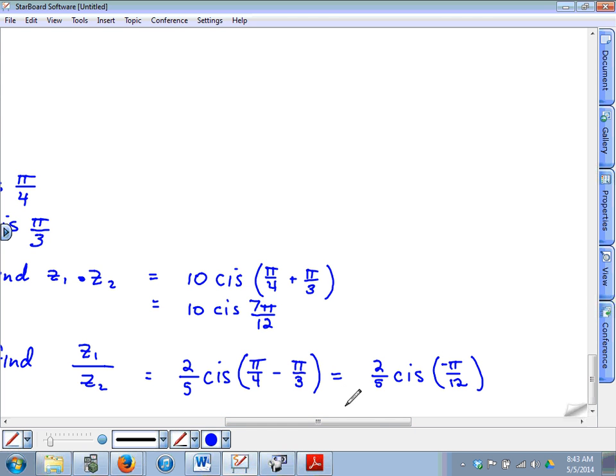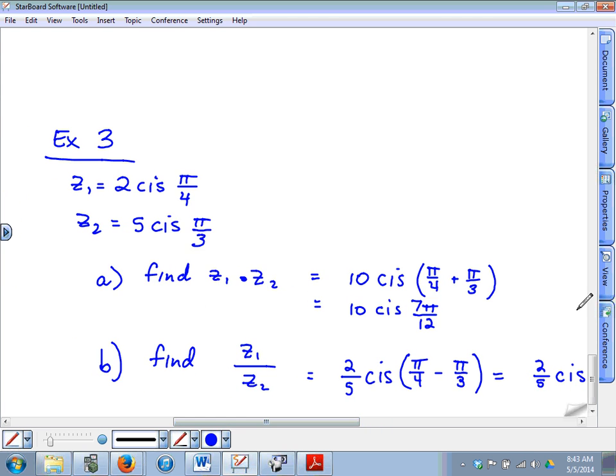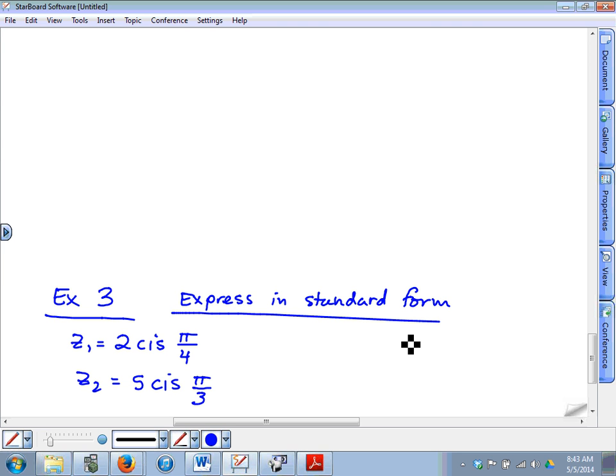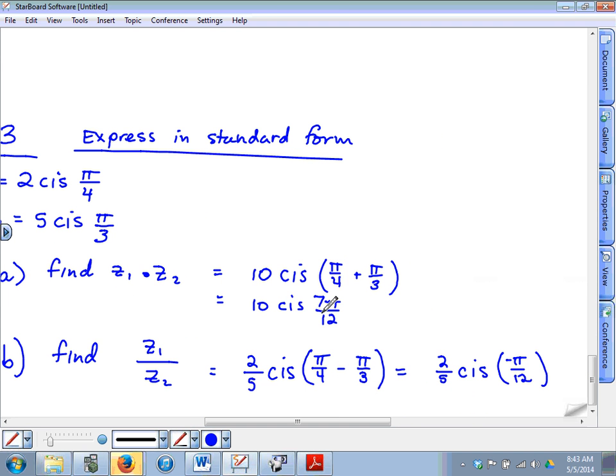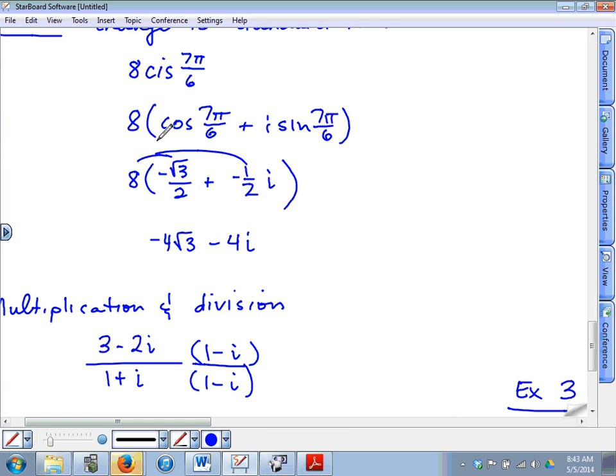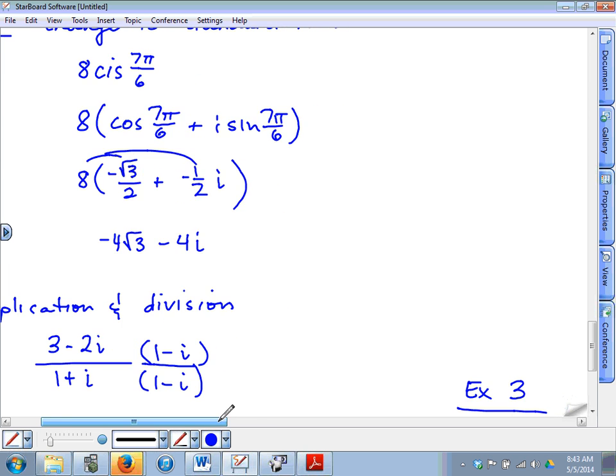You need to read the directions of your homework and on the exam. Here's what I mean by that. If the directions specifically say express in standard form, then you would not be done at this point. What would you have to do to each of these? You have to convert it back into the standard form of a complex number, which is exactly what we did in that last example. So it's not that hard to do. It takes a few extra seconds. But you need to read your directions carefully.